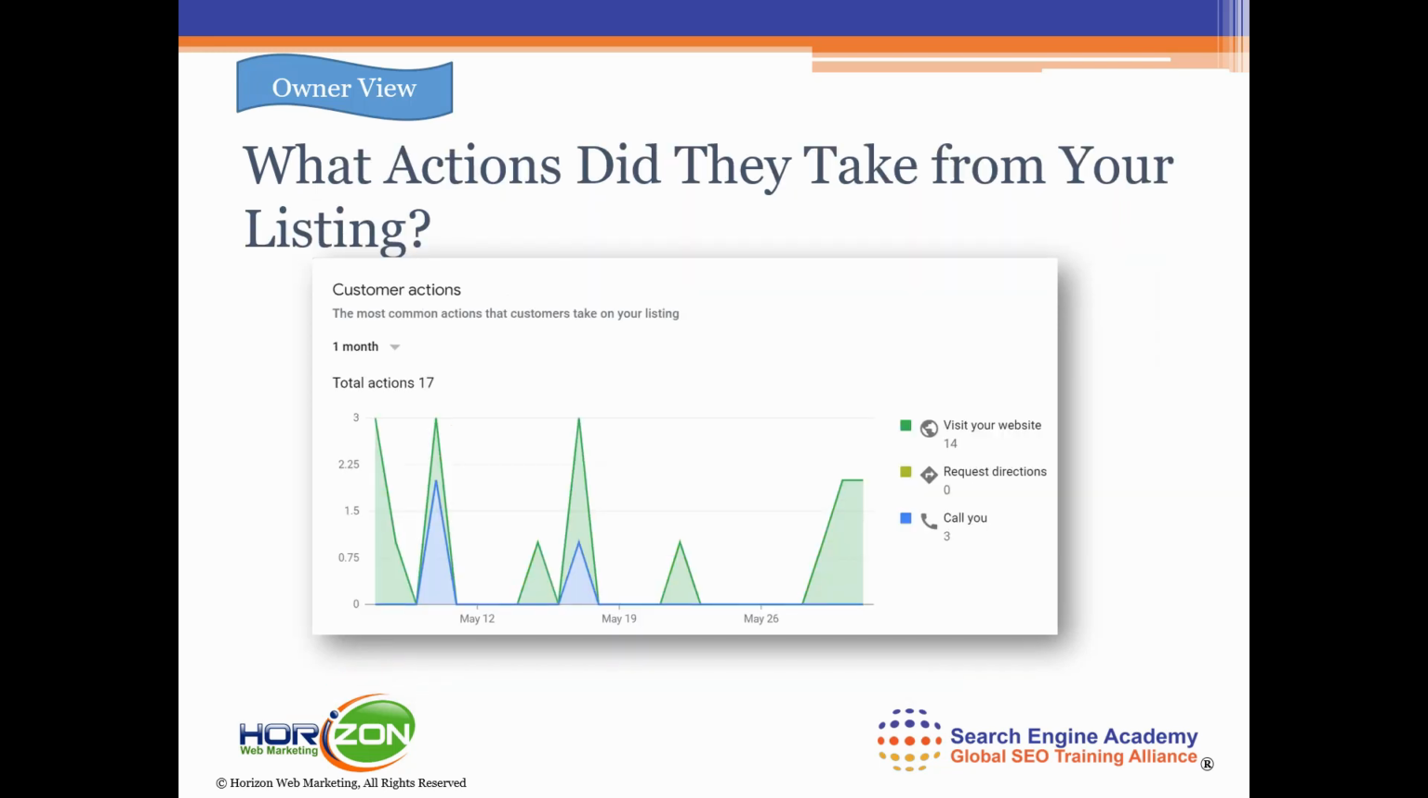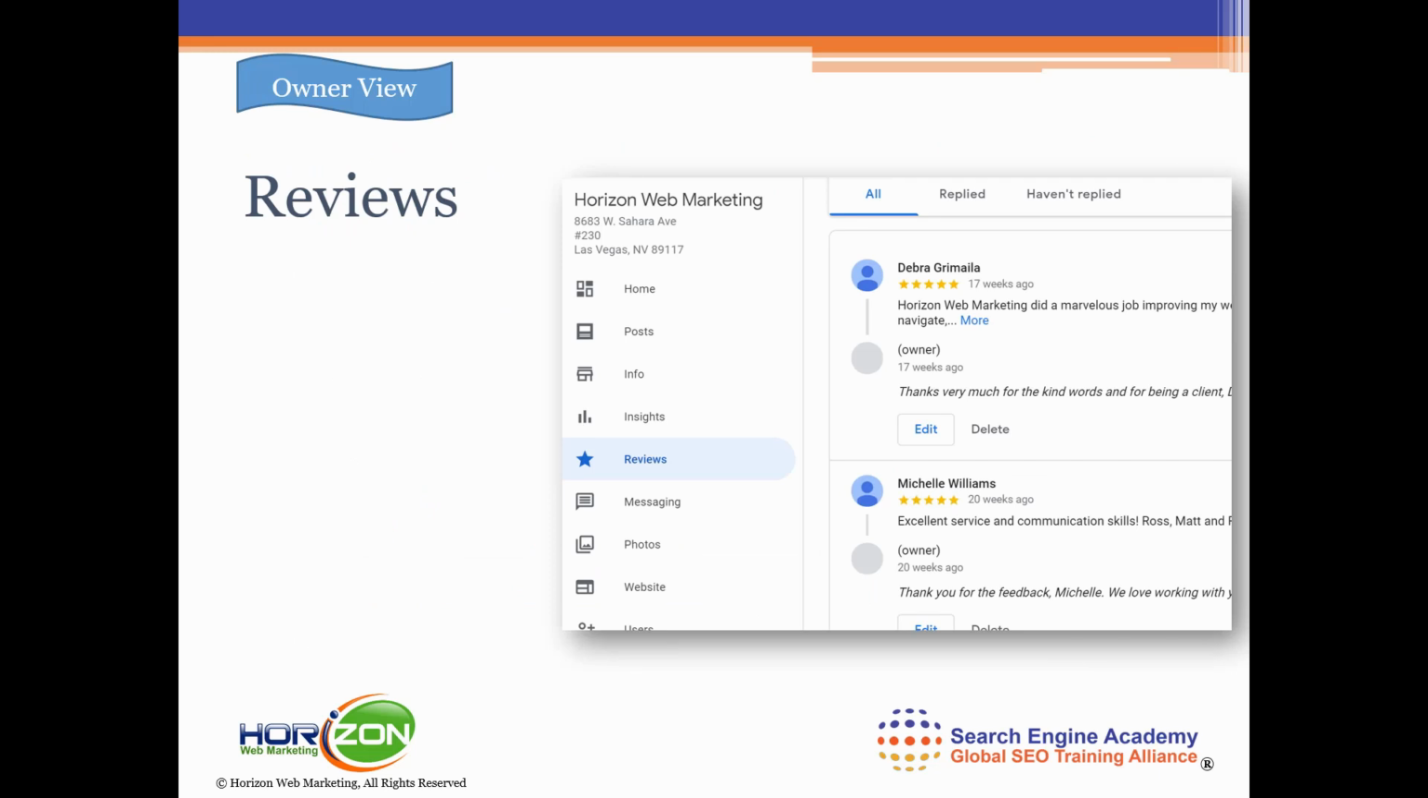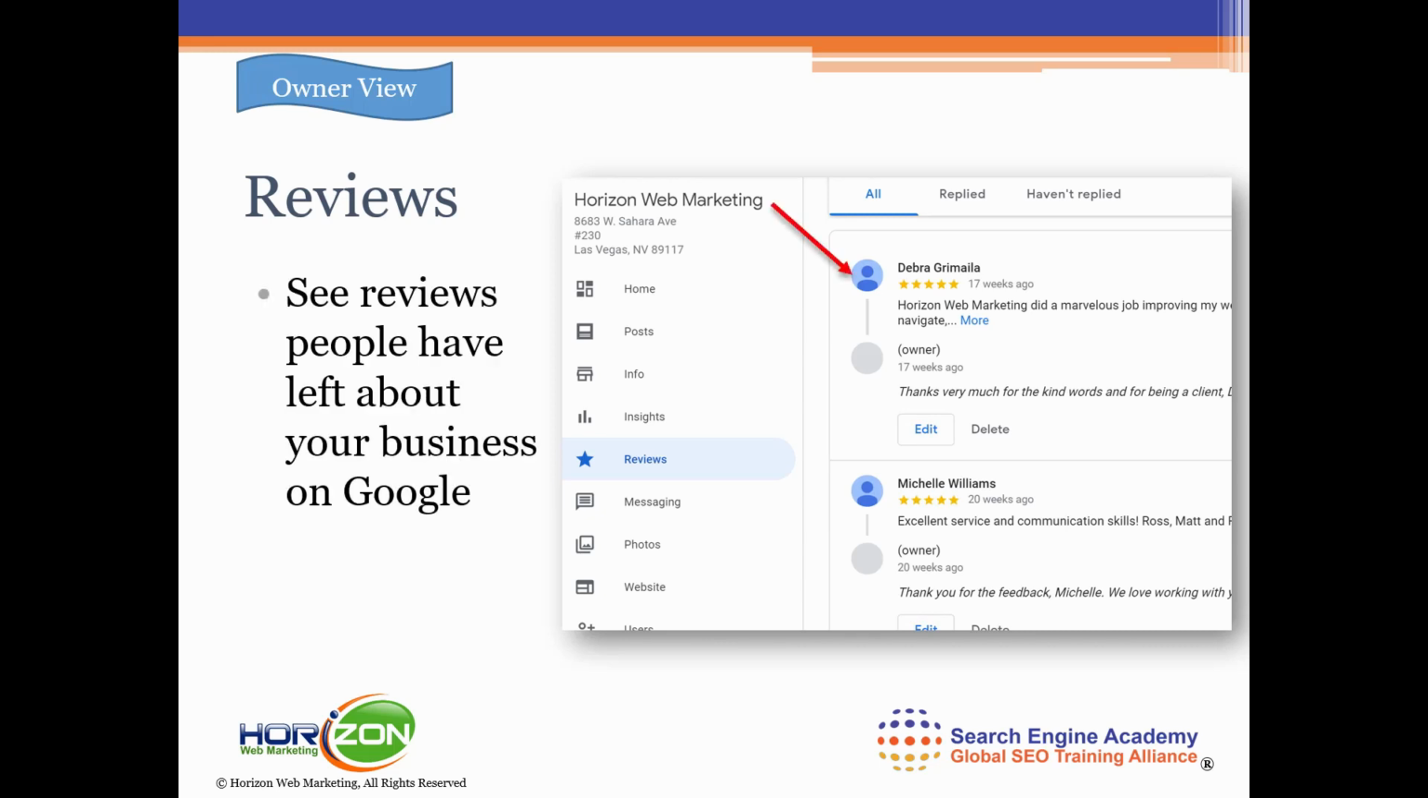We can also see what actions they took on the business. In this case, within the last month, there were 14 visits to our website. Nobody requested directions, but we did have 3 phone calls, and this would typically be where people are searching on their mobile device, and then they tapped to call the business. We can also take a look at reviews within our Google My Business Management dashboard. We can see who has left reviews about our business, and we can respond to those reviews. I'll be taking you through a module or two about reviews, best practices, and how best to handle things like negative reviews a little later in this particular course.